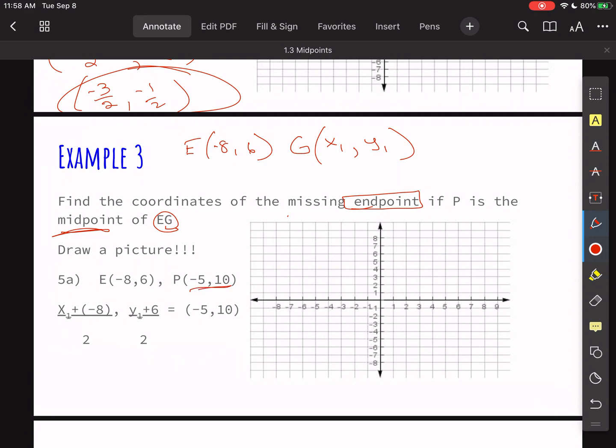To find this, we could graph this if you want, so we can see a little visual. Here's E, P is here, and then if this is the midpoint, we need to go that distance again, and G is going to be somewhere in here. So eyeballing it, it looks like it's at negative 2 something, 14 maybe, I don't know. But let's just figure it out.